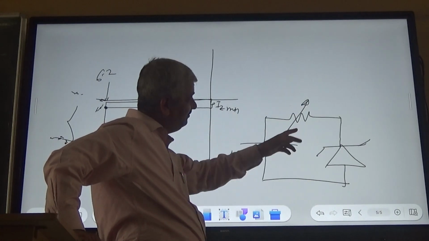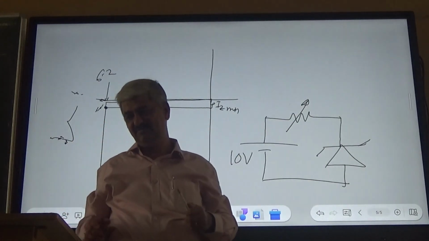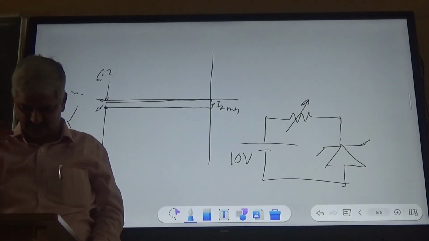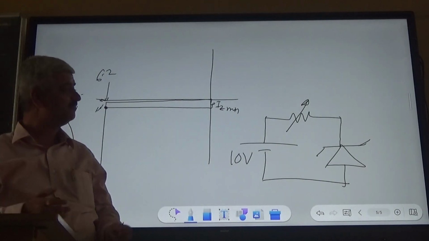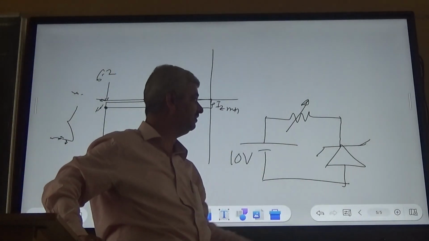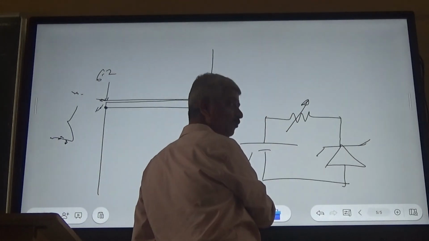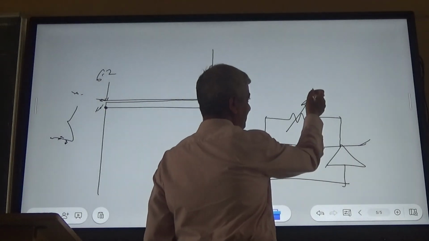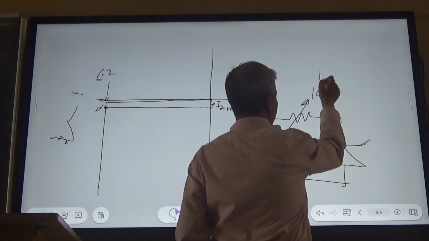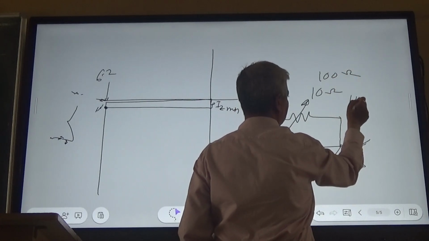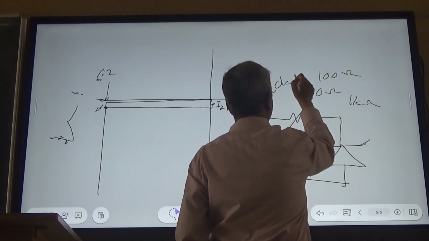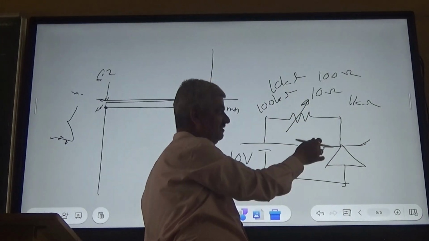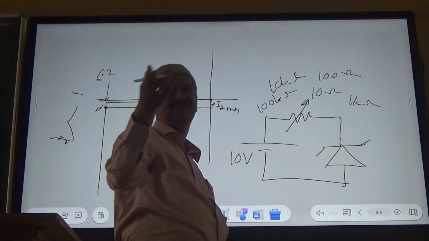If this is not the time, you can watch the lecture after the exam, because this is the subject related to your domain. How will you find out? This is a variable resistance, this is 10 volts. It is variable: it can be 10 ohms, 100 ohms, 1k, 10k, 100k, anything. For different values of resistance, what will be the current?